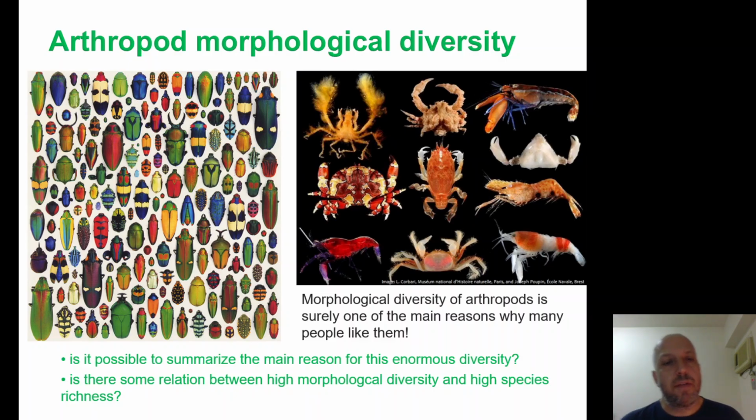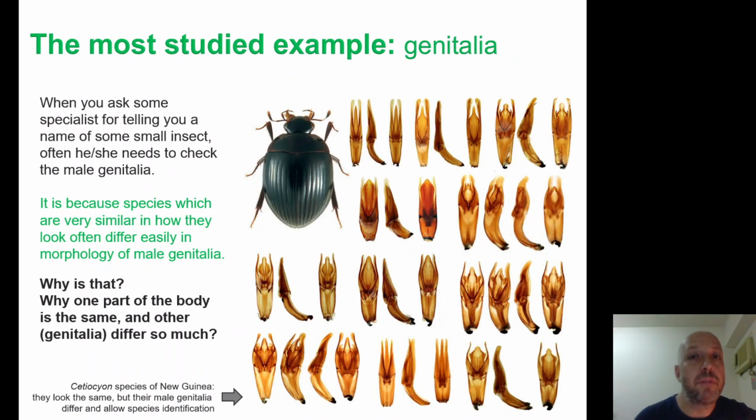So today's question is whether it is actually possible to summarize the reasons for this huge diversity of shapes, forms, colors and these things. And if we figure out whether we can somehow find the reasons for it, can we connect this to what we were talking about before? Can we connect the diversity in shapes and forms to the diversity in number of species? So let's see.